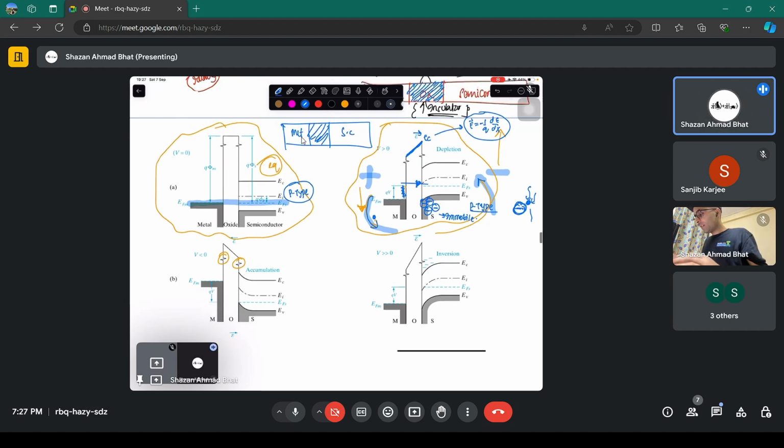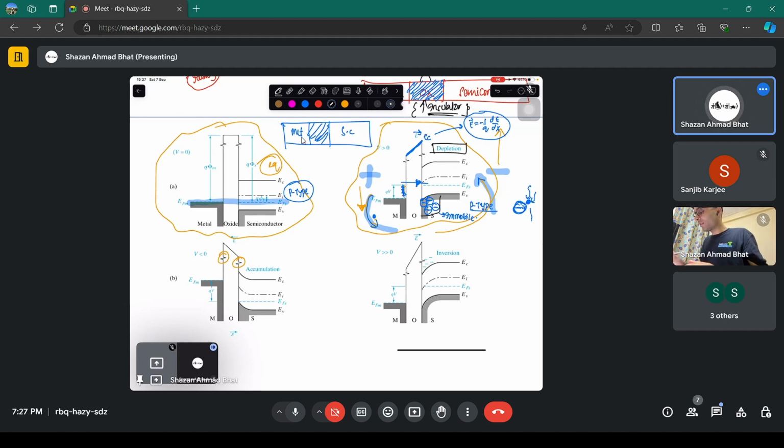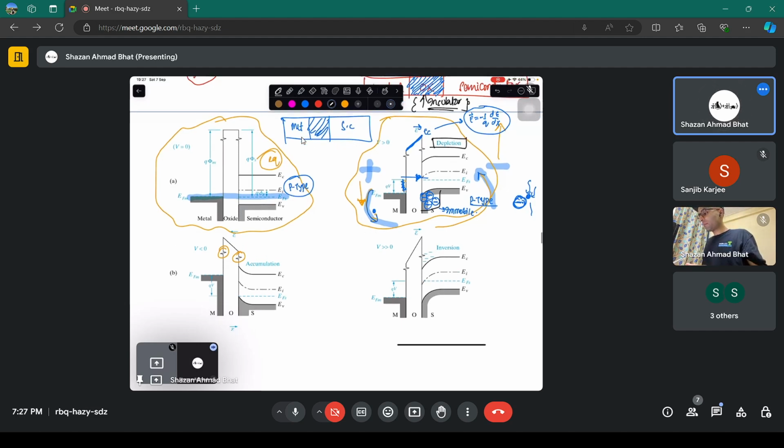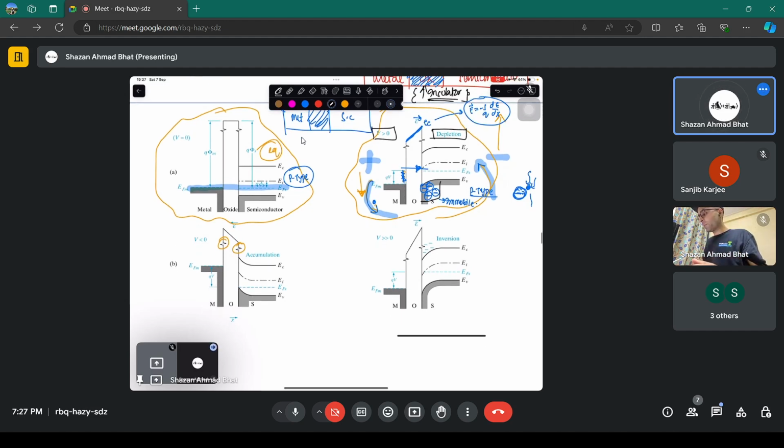That means now यहाँ पे ये region form हो गया, the depletion region. That's why this particular regime is called a depletion regime. When you apply the positive voltage to the metal side and negative voltage to the semiconductor, the bands near the oxide get bent like this.